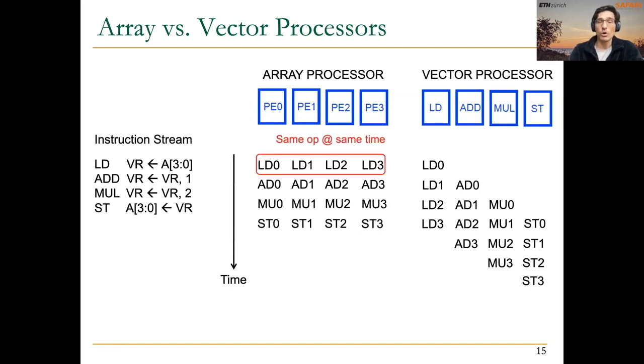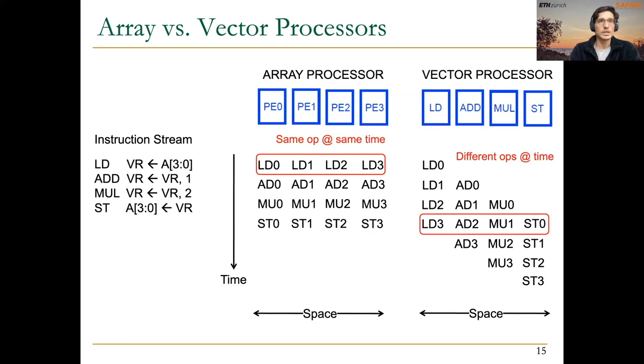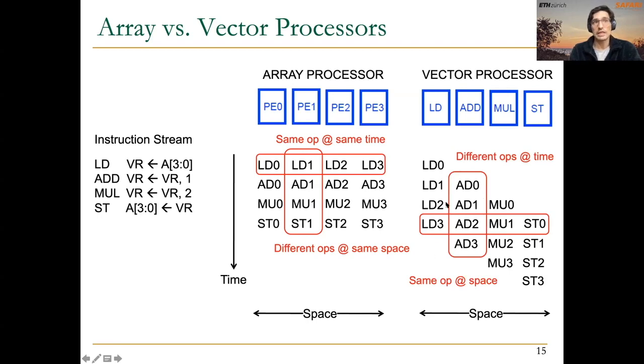As you can see here, we are operating on different data elements, but executing the same instruction at the same time. So every single cycle, we have a single instruction executing on these four homogeneous processing elements, while in the vector processor, at the same time, we have different instructions being executed on the different processing elements, because in this case, the processing elements are more specialized. So this is what we call the time-space duality. At the same time, in the array processor, we have the same operation in different space, while in the vector processor, we have different operations in the same space.